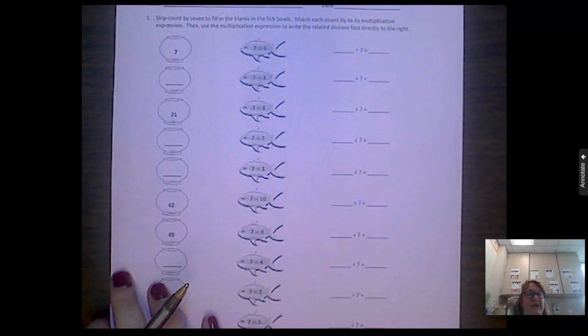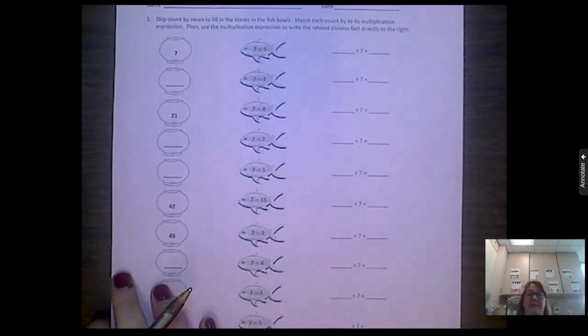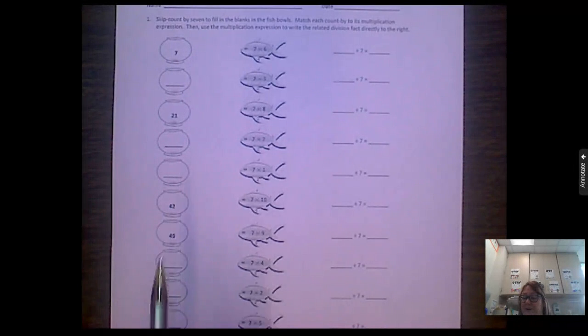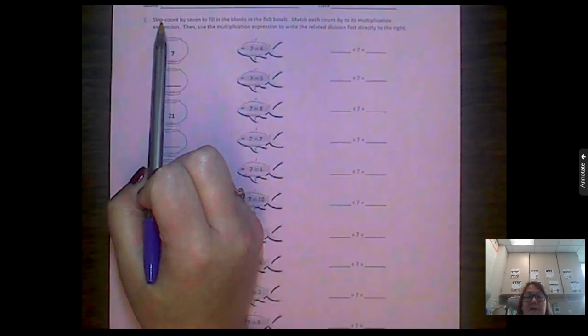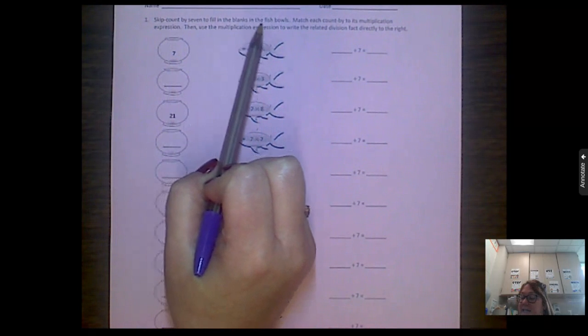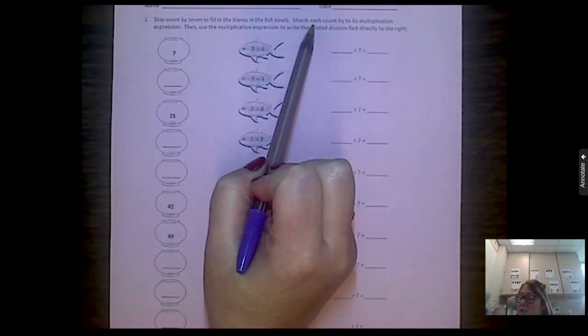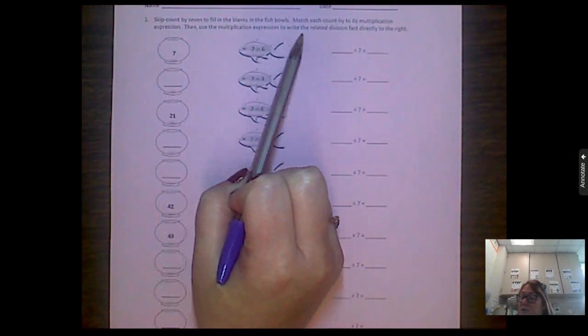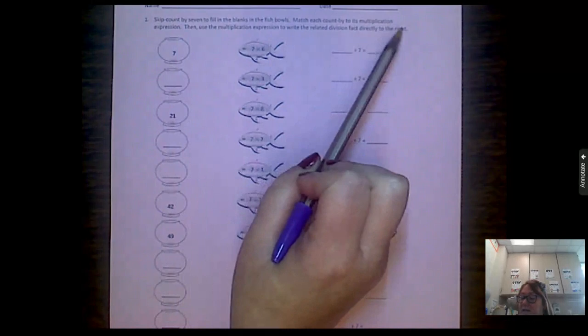Can you put your finger on number 1 where it says skip count by 7? And really this whole page is number 1, right? But we have our directions right at the top. Okay, so it says to skip count by 7 to fill in the blanks in the fish bowls. Match each count by to its multiplication expression. Then use the multiplication expressions to write the related division fact directly to the right.